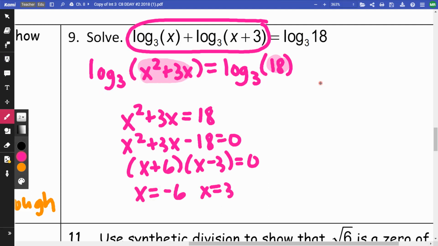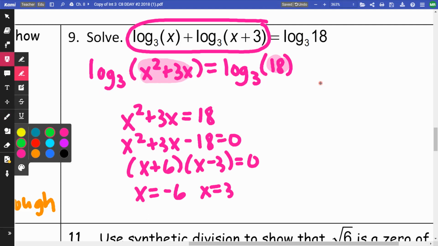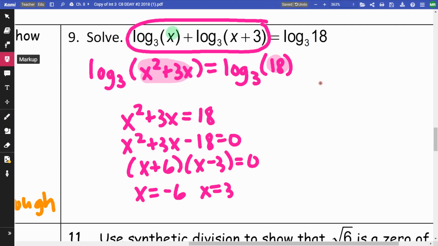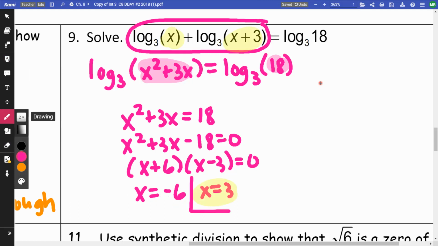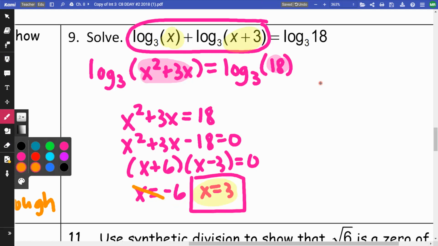But remember, you can never take the log of a 0 or a negative. So here, when I put this in, that's going to make it negative. It's actually going to make it negative here also. Now, when I put in the 3, here and here, those are going to be positive, so that's okay. So my only answer is going to be x equal 3. The other one is not going to work.